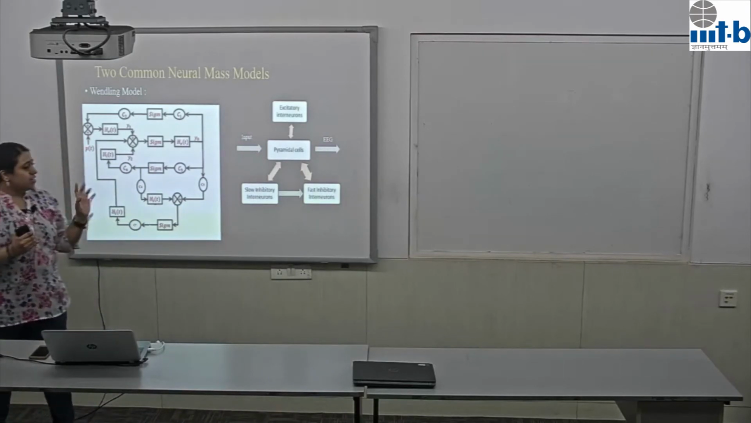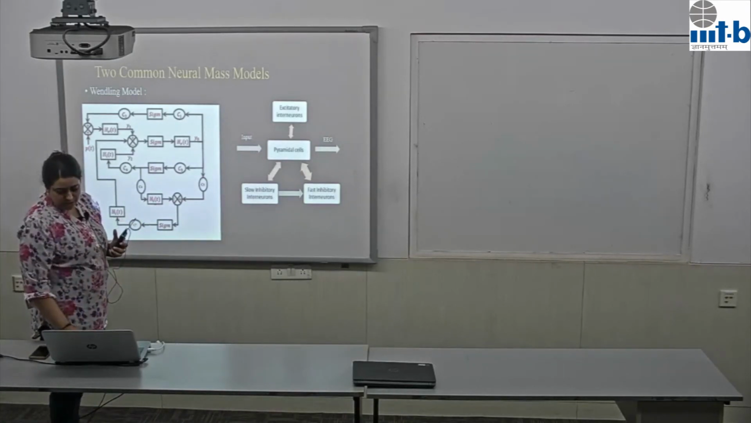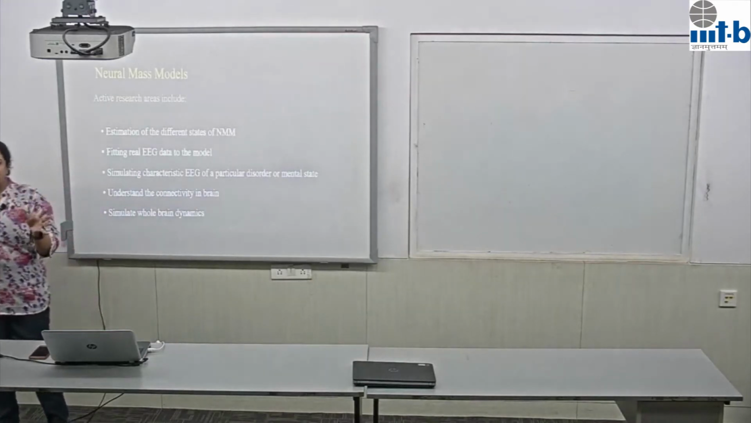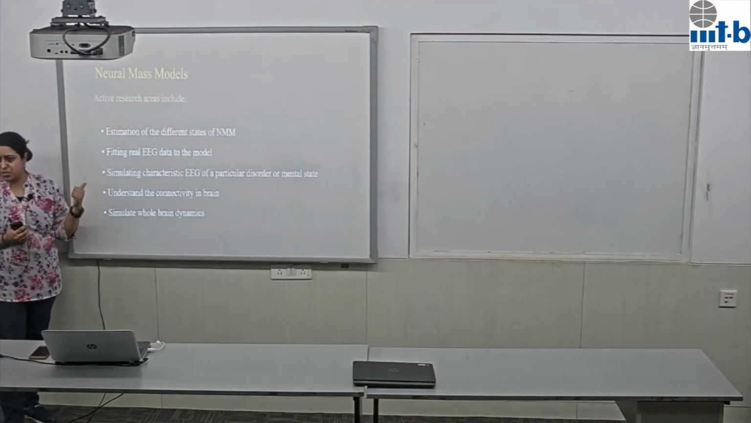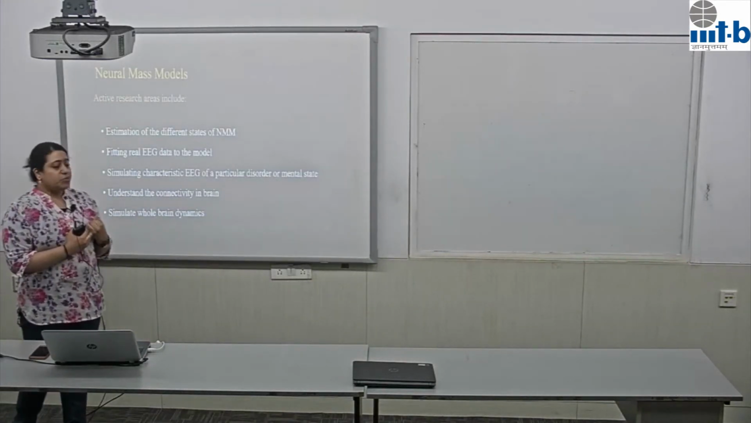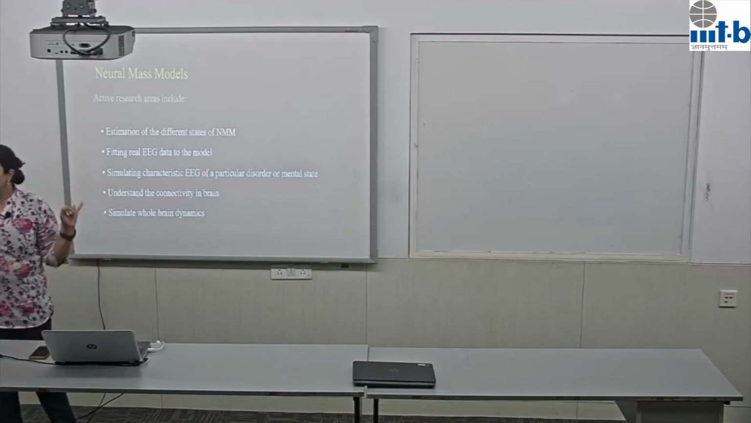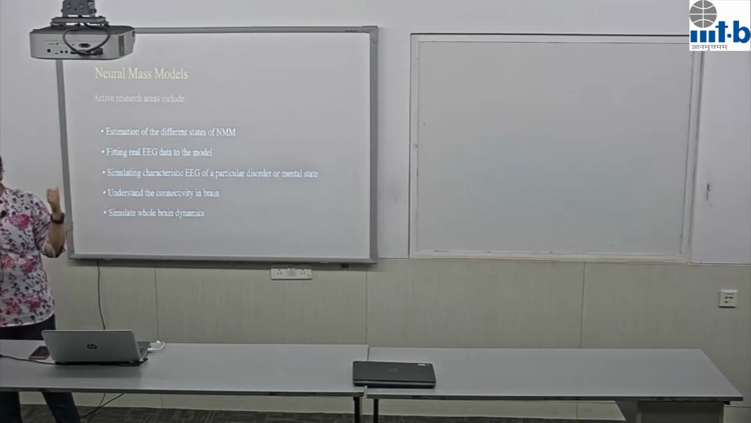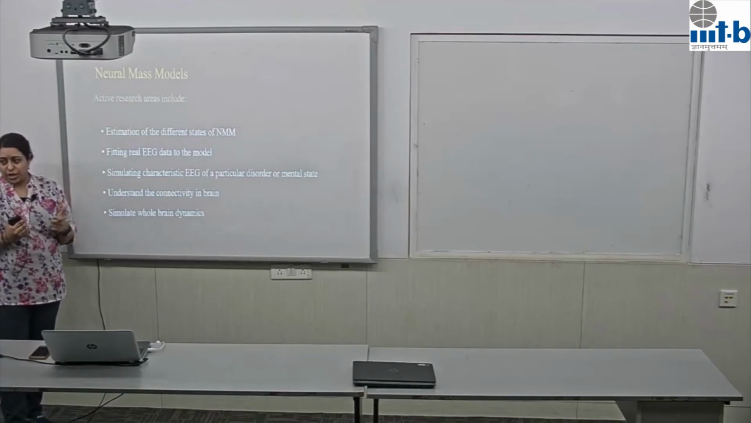So these are the two basic models. Some of the active areas of research with respect to the neural mass model are, first, estimation of different states. States in this case amount to the average membrane potential.